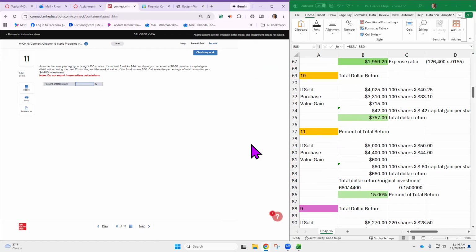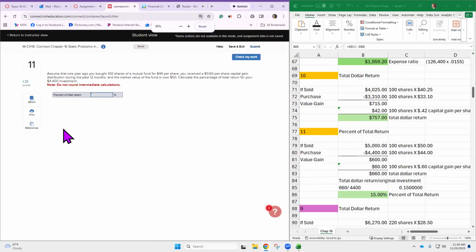It's what I just did. Yeah, so thank you, Ada. I had forgotten. So number 10 and 11 go together and we just built on what we just found. So we just found the total dollar return.